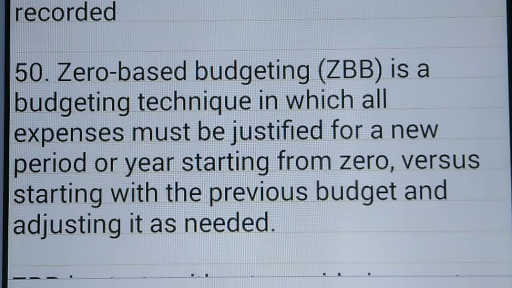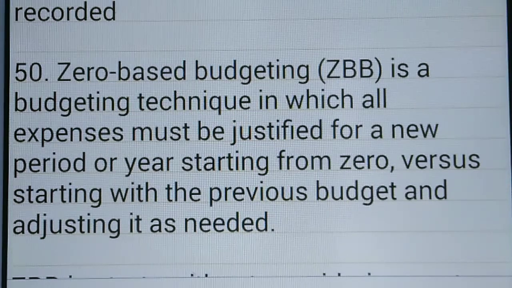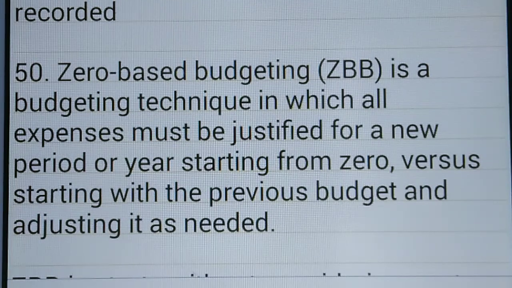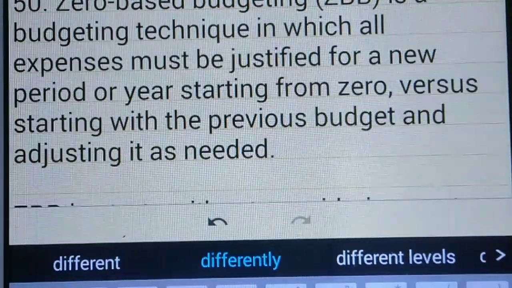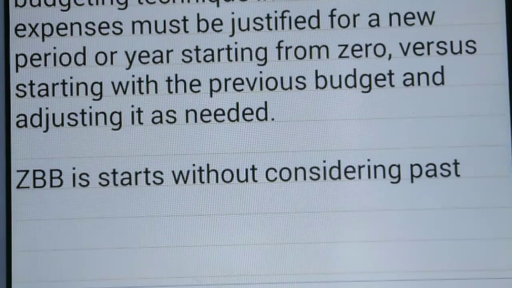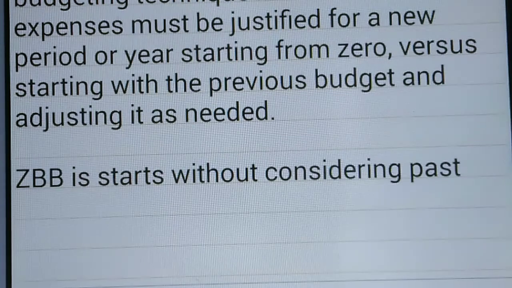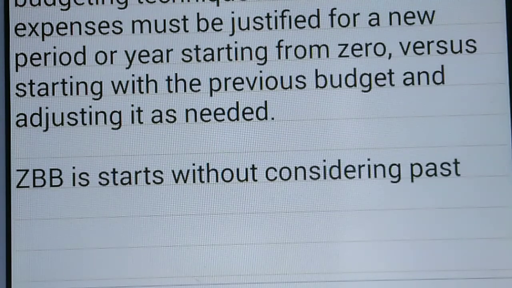Zero based budgeting is a budgeting technique in which all expenses must be justified for a new period or year, starting from zero, versus starting with the previous budget and adjusting it as needed. It is simply the budgeting of without considering the past and starting the new principles in a fresh manner.